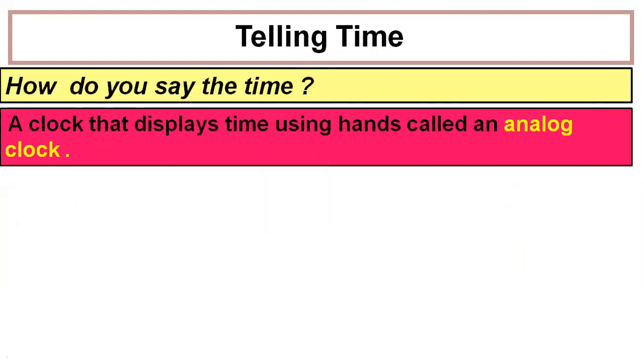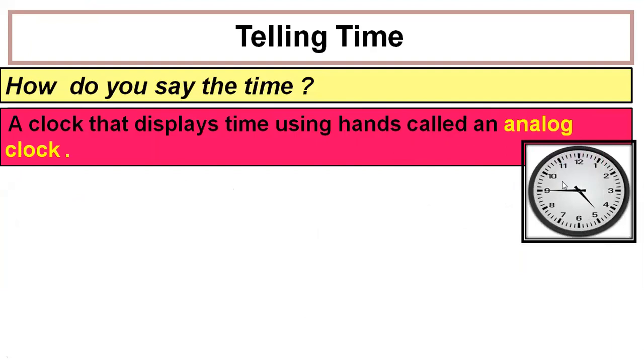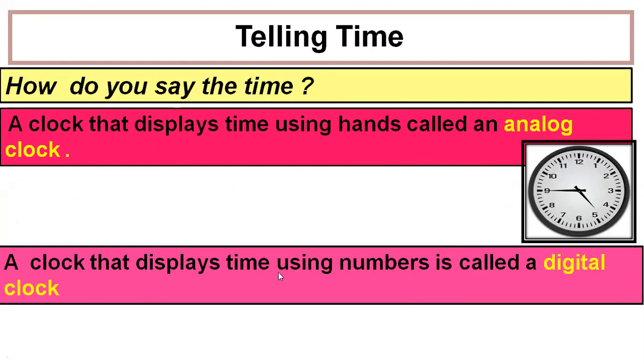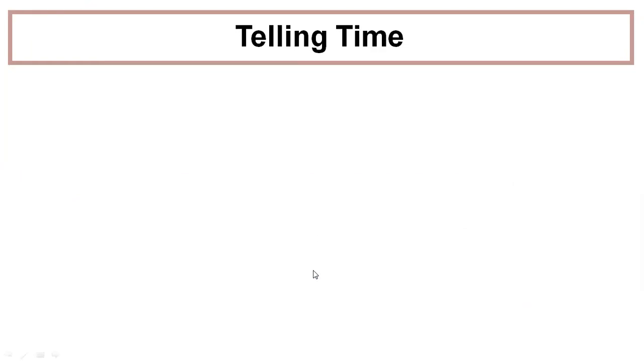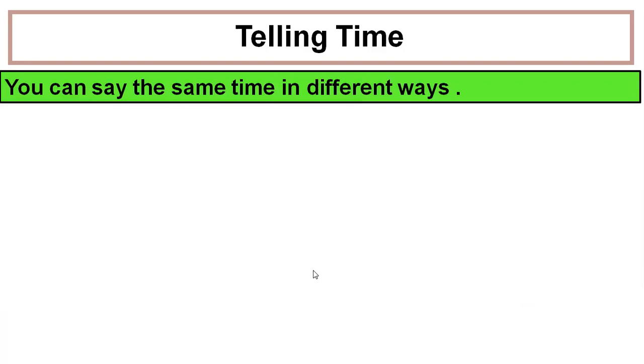How do you say the time? A clock that displays the time by using hands like this type of clock, we call an analog clock. But when the clock displays time using numbers like these, we call it a digital clock. In telling time, we can say the time in different ways.